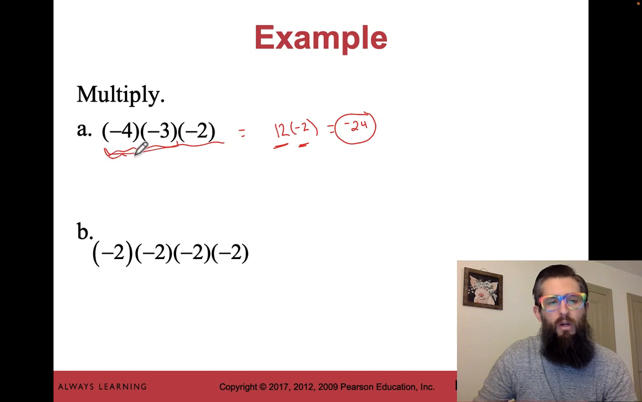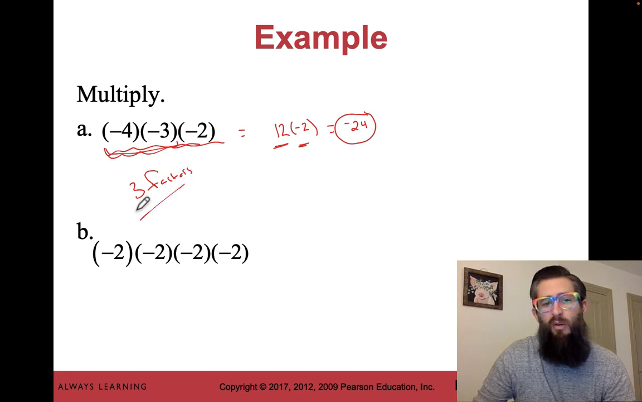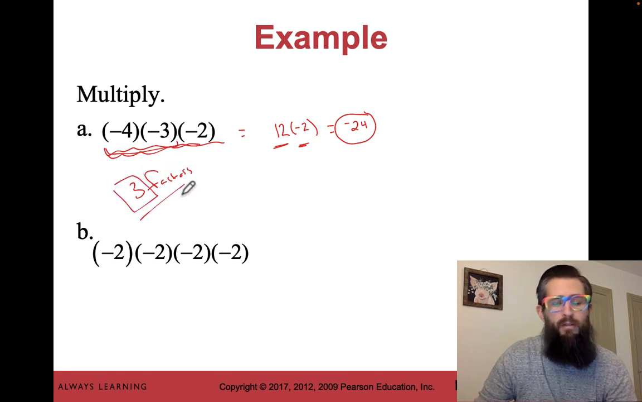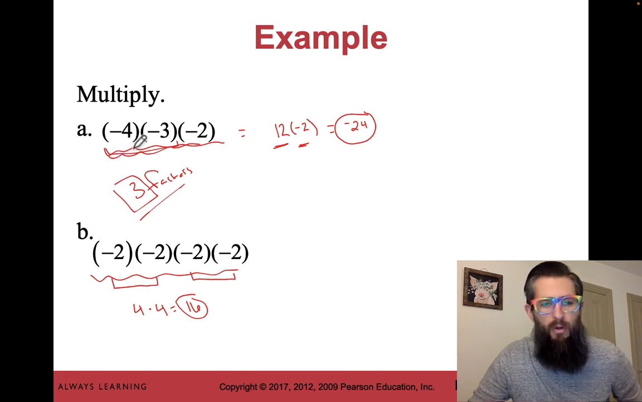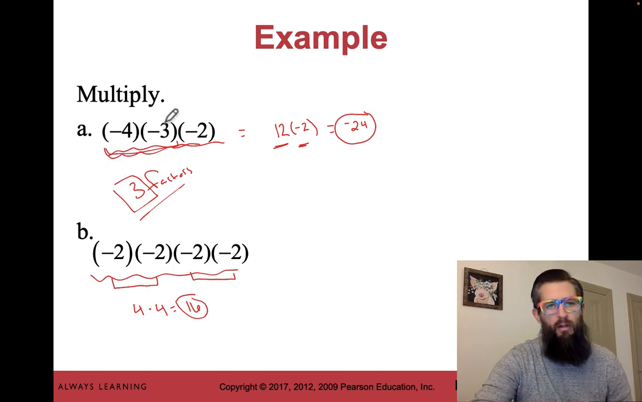So if you recall, there are 3 factors here. So if we have 3 negative factors or any number of odd negative factors, we know that the product is going to be negative. But in this case, we're going to have a set of 4 negative factors, which is an even number of factors. So we could do negative 2 times negative 2, which is 4, times negative 2 times negative 2, which is also 4, which is going to give us 4 times 4, or 16. So anytime we have an even number of negative factors, we're going to have a positive product. Anytime we have an odd number of negative factors, we're going to have a negative product.